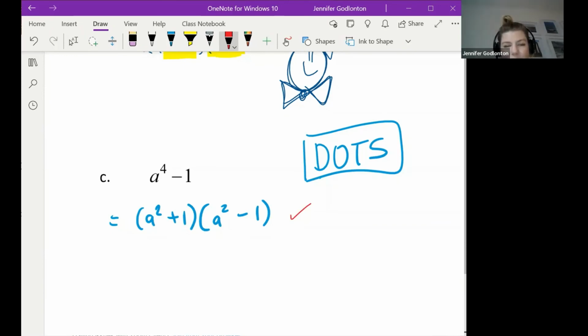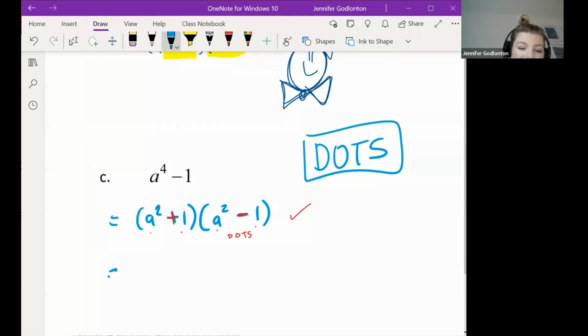Then I'm going to look at this first bracket. Now the first bracket, I've got two terms. They're both squares, but this is a plus sign. And because that's a plus sign, I can't do dots. So I look at my second bracket. There are two terms, they're both squares, and I have a minus sign, which means I can do dots.